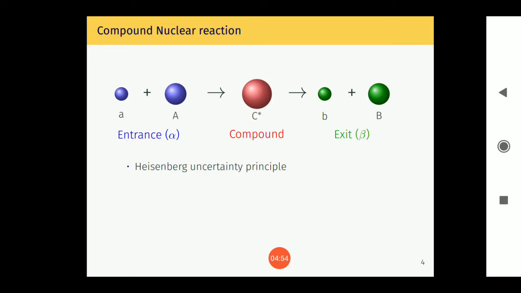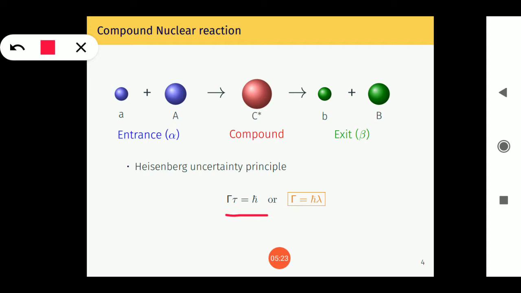Now the Heisenberg uncertainty principle can be used to relate many parameters. The Heisenberg uncertainty principle can be expressed in many different forms. One of the forms is the product of energy times time, which is equal to h cross. At the minimum uncertainty, they are equal. That is written here in this form: gamma tau equals h cross. This is the Heisenberg uncertainty principle. Gamma has the dimension of energy and tau has the dimension of time. At the minimum uncertainty, their product is h cross.